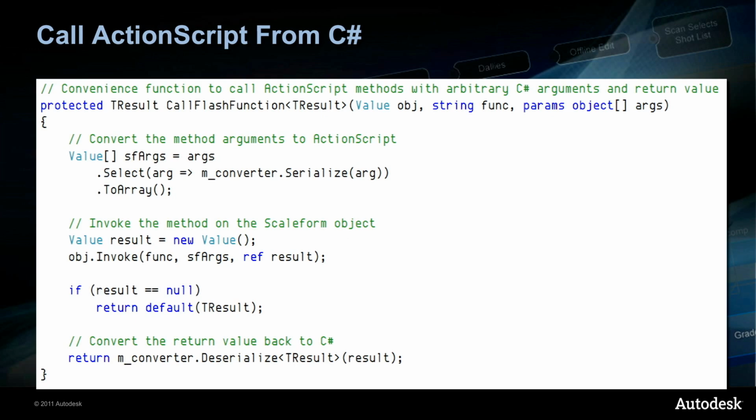And so we pass data back and forth. You can also call flash functions from C#. This is an example of our wrapper function for this. You can pass whatever arguments you want, and it basically just packs all that up and sends it to ActionScript. So you can pass complex structures if you have a lot of data to pass, or if you just have one or two things, you can pass whatever parameters you want, and they just get passed along to the flash as well.